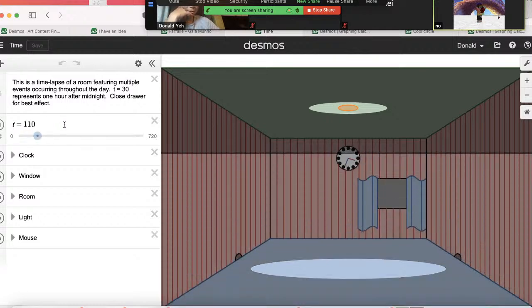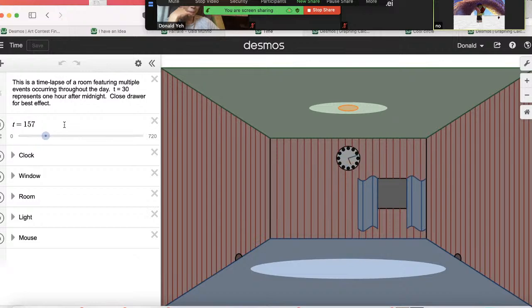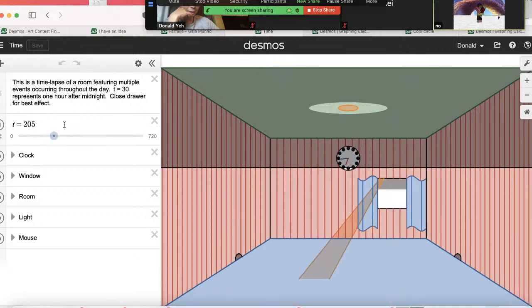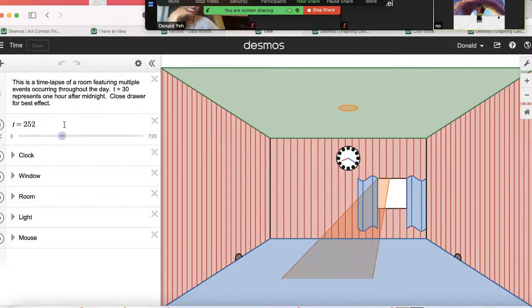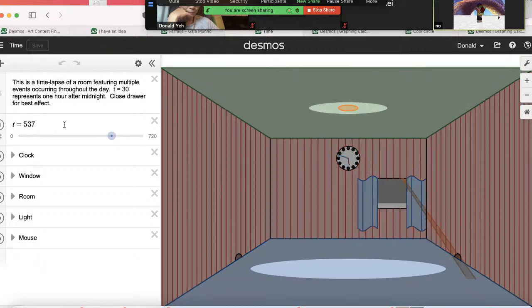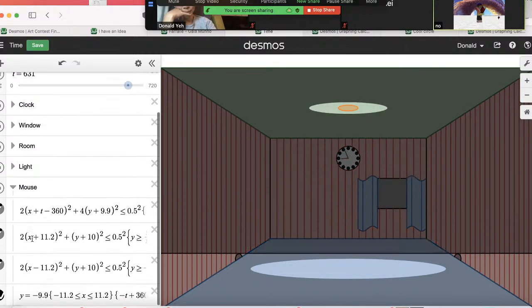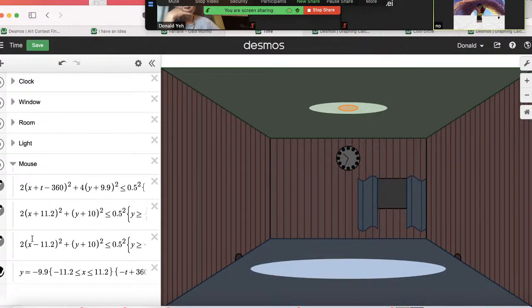I've never seen this one. This is the first time I've seen this. And with the rat going from one side to the other side, it's crazy. How did they make the rat? It's just an ellipse in the line, I think. Oh, it says mouse. Can you click on mouse, the folder for mouse? Sure. Oh, it's a circle. Not really a circle, it's an ellipse.